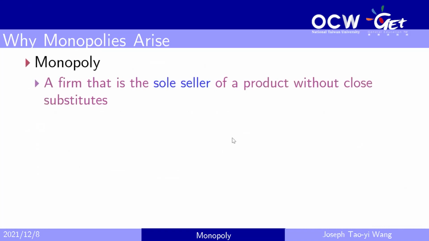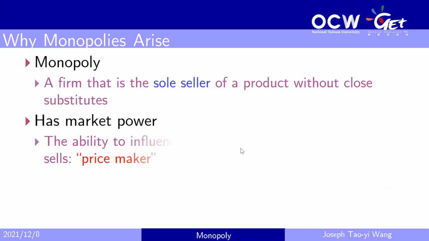All right, so what is a monopoly? A monopoly is a firm that is the only seller of that particular product. So it's the complete opposite of perfect competition, where you have perfect substitutes. On the monopoly side, you have no substitutes. Because of this, instead of being a price taker, a monopoly is a price maker, because it has the ability to affect prices.